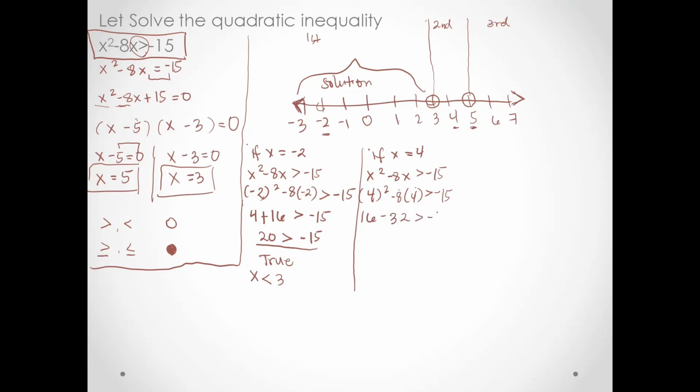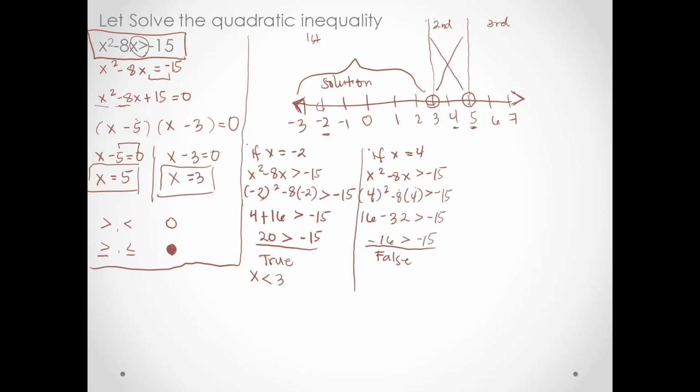Next, we simplify 16 minus 32, which is negative 16. Then negative 16 is greater than negative 15. So this statement is false, because negative 15 is higher compared to negative 16. Therefore, this one is false, because negative 16 is lower than negative 15. So when it is false, it means the solution set is not here. Also, these 3 are not part of our solution set, and also 5.